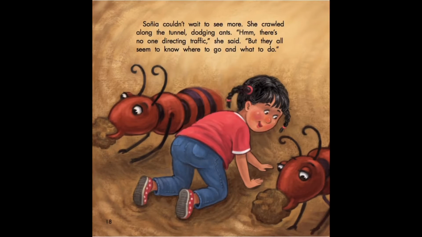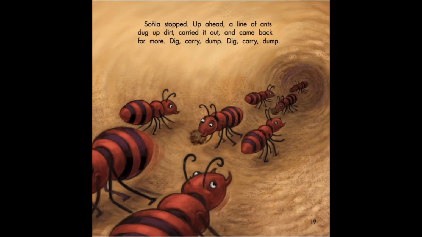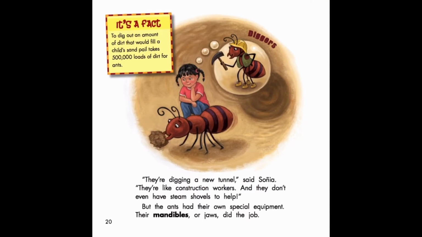She crawled along the tunnels, dodging ants. "There's no one directing traffic," she said, "but they all seem to know where to go and what to do." Sonia stopped. Up ahead, a line of ants dug up dirt, carried it out, and came back for more. Dig, carry, dump. Dig, carry, dump. "They're digging a new tunnel," said Sonia. "They're like construction workers, and they don't even have steam shovels to help." But the ants had their own special equipment. Their mandibles, or jaws, did the job.